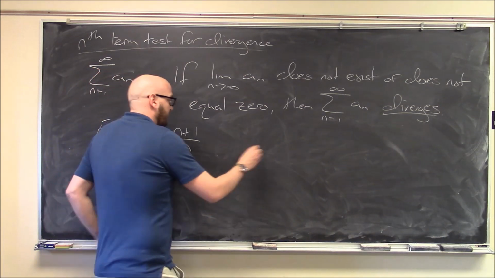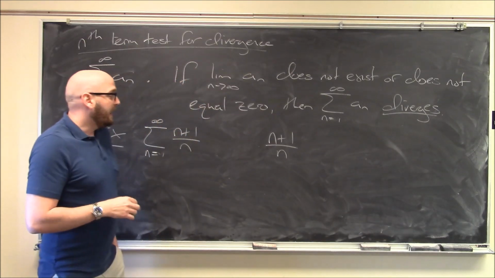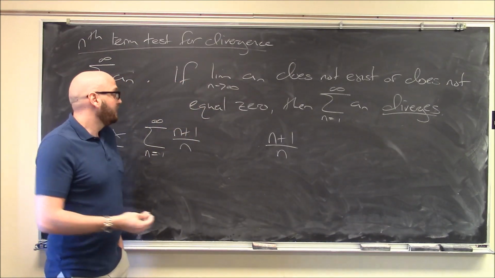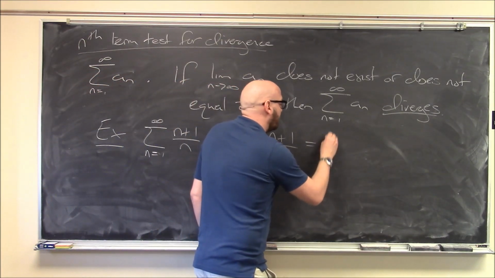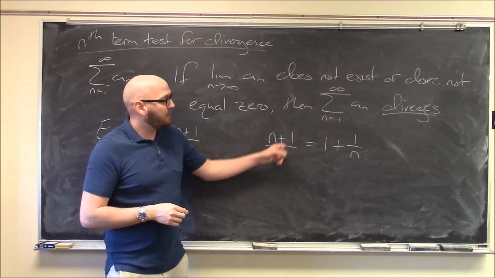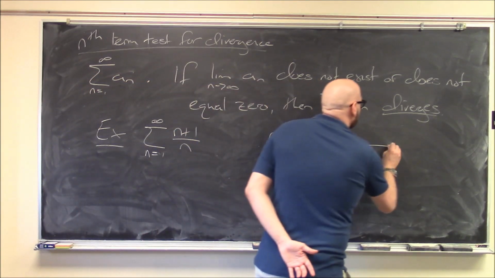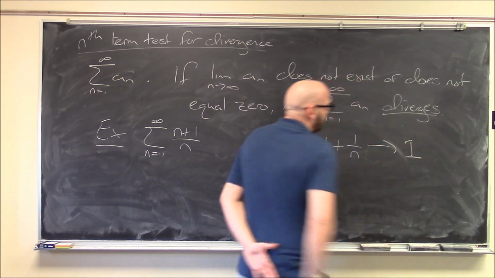What are my terms doing? Well, here's my nth term, n plus 1 over n. As n goes to infinity, what happens here? Well, let's write this in a slightly different way. Let's write this as 1 plus 1 over n. Right? n over n is 1 plus 1 over n. What happens as n goes to infinity? Well, this is approaching 1.